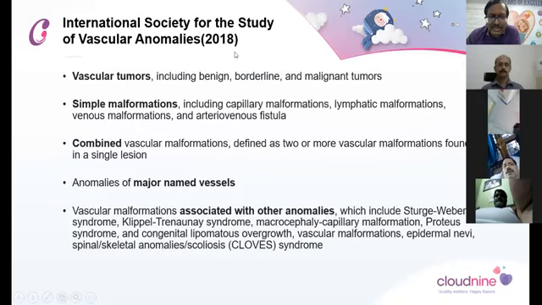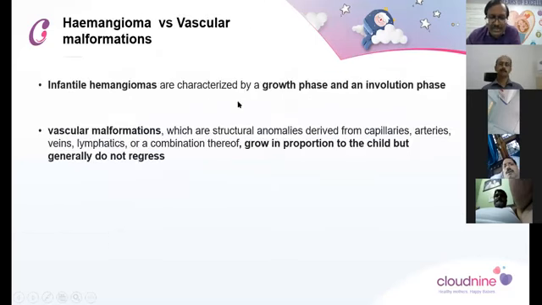So we have an International Society for the Study of Vascular Anomalies. They have divided vascular malformations into 5 categories. But let's see what is the main difference between hemangioma and vascular malformation. Hemangioma comes under vascular tumor. That is the most common vascular tumor, which is characterized by growth phase and involution phase. Vascular malformation has no growth phase and involution phase, it grows with the baby, and most of the times they do not regress.